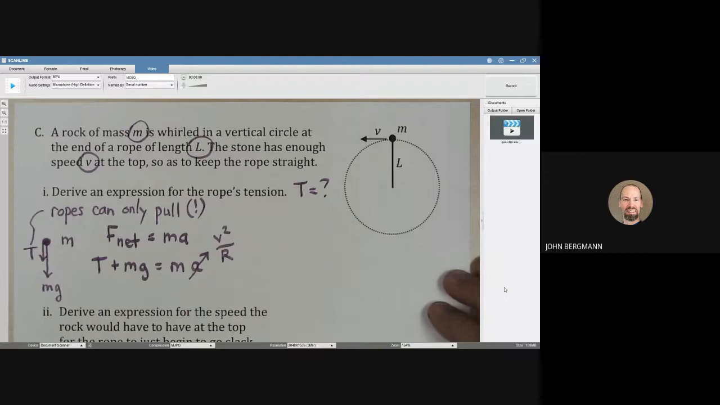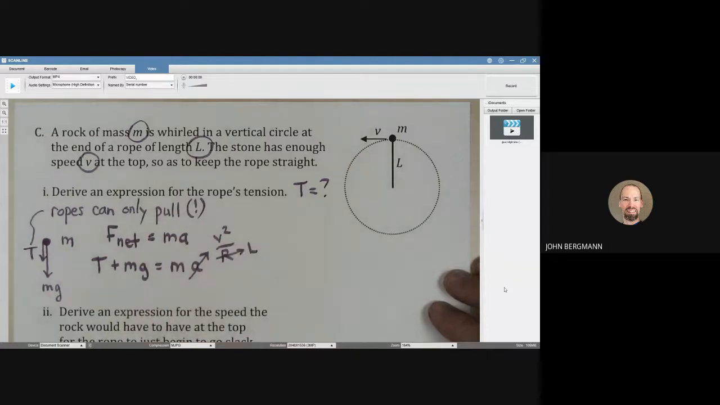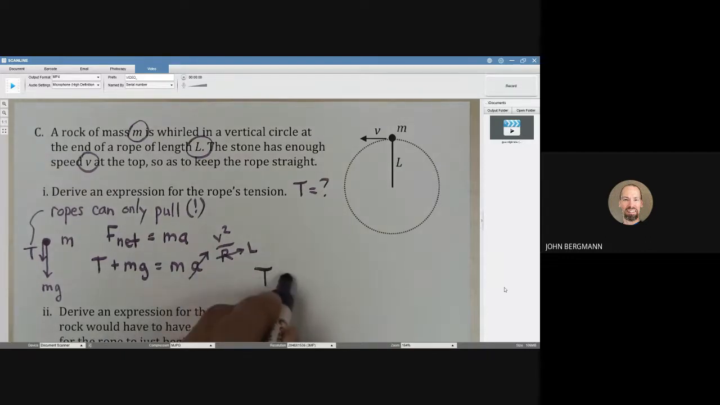Now, we need to be a little bit careful here because v is given, but it's not r that's given. I mean, the radius is given, but the variable that we're told is L. So we need to have L in our answer. We can't put R, because R is not given. It's L that's given. So we want to change that. All right, L we know, V we know, M we know, G is a constant. So we should be able to solve this for the tension.